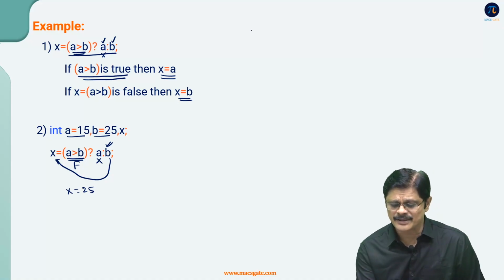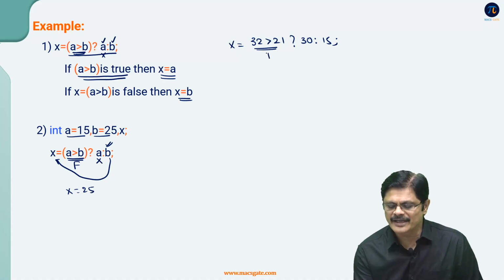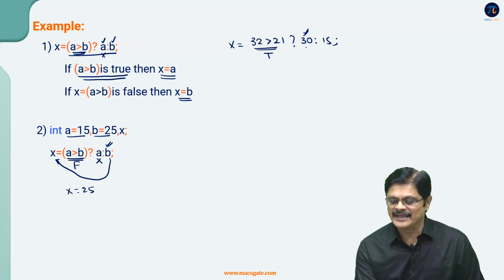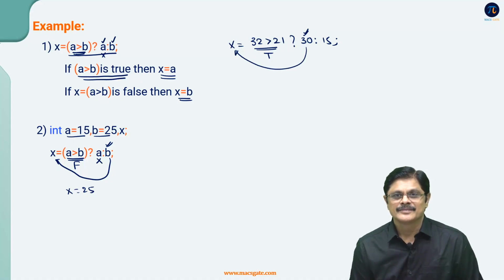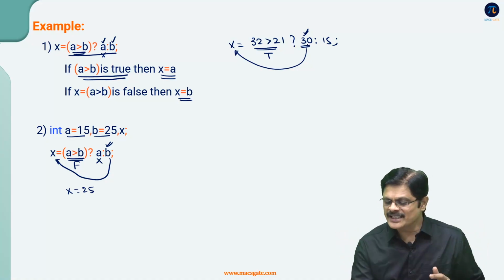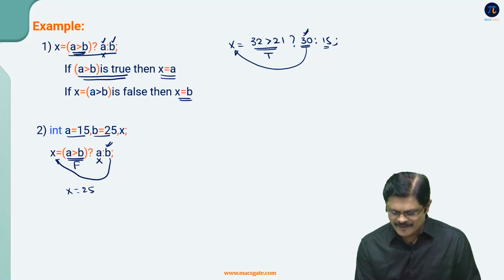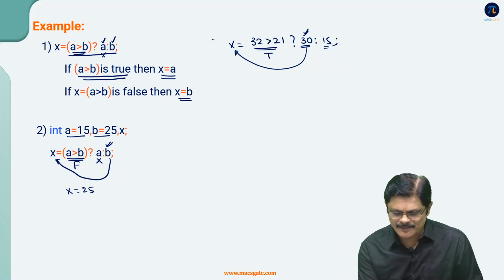Now, look at this example. Suppose I have 32 greater than 21, question mark, 30, 15. Suppose I assign this value to X. Now, 32 greater than 21 is true. True means expression 1 is evaluated and that is assigned to X. My dear friends, in the place of expression 1 you can have a big expression, and in the place of expression 2 also you can have a big expression. Note that. Look at one more example.